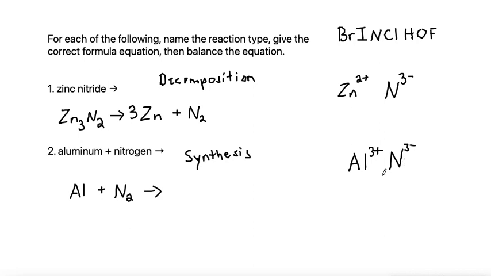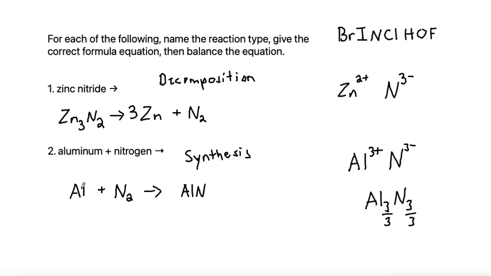So if we do the crisscross, we would have Al3N3. But because the 2 subscripts are the same, we can divide both of them out because we can divide out common factors. And 3 divided by 3 is 1 for both of them, so that just makes a 1 subscript on each of them, which would be AlN for the compound. So now that we've found the compound, we can't change the subscripts. Now we want to balance.